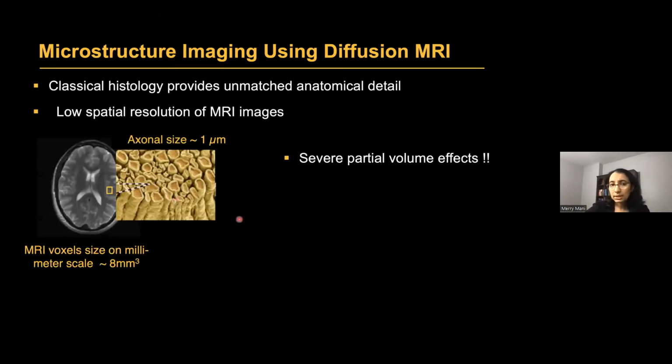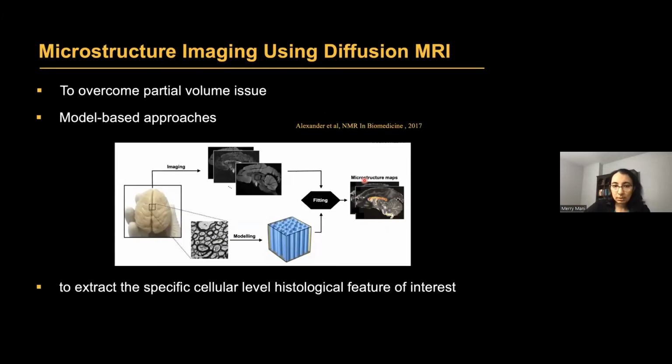Unfortunately, in MRI, there is a fundamental limitation associated with the spatial resolution of the MRI images. In MRI, our voxel sizes are really big. So we don't have as much anatomical detail as classical histology from these MRI measurements. In other words, we suffer from severe partial volume artifacts. So how can we even think about doing microstructural imaging using MRI measures?